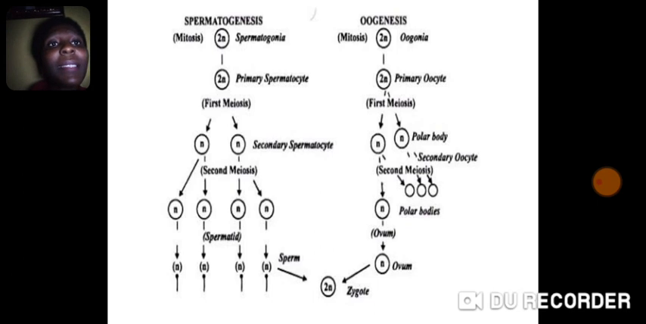Now what basically happens is that the spermatogonium, which is diploid, take note, will differentiate to become a primary spermatocyte, which is also diploid, and this happens at puberty.